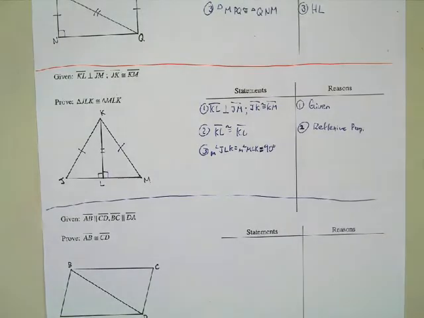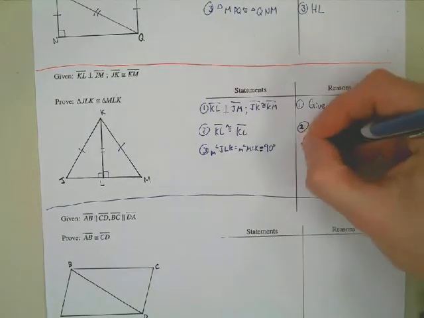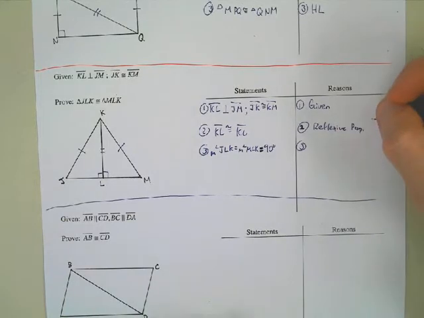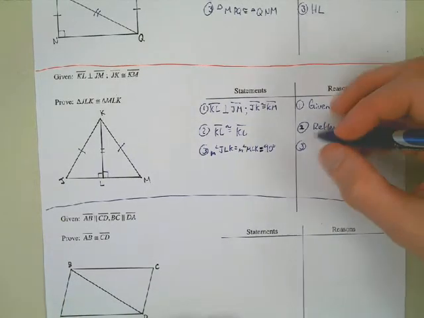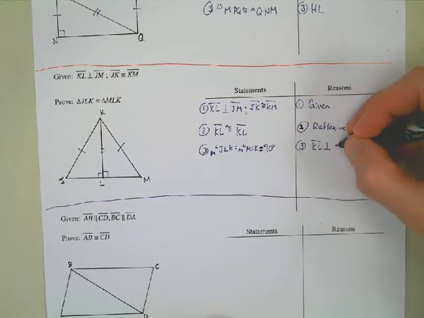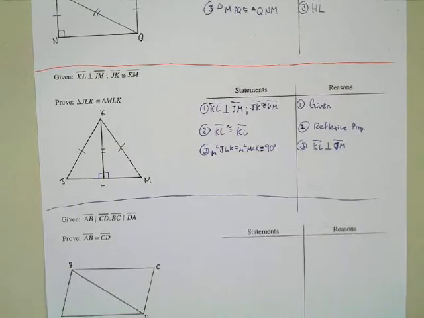Okay, and so we know that. Well, what's our reason for that? Definition of perpendicular lines. Yep, you can say definition of perpendicular lines. You can also just reuse the statement KL is perpendicular to JM. That's sufficient as well.